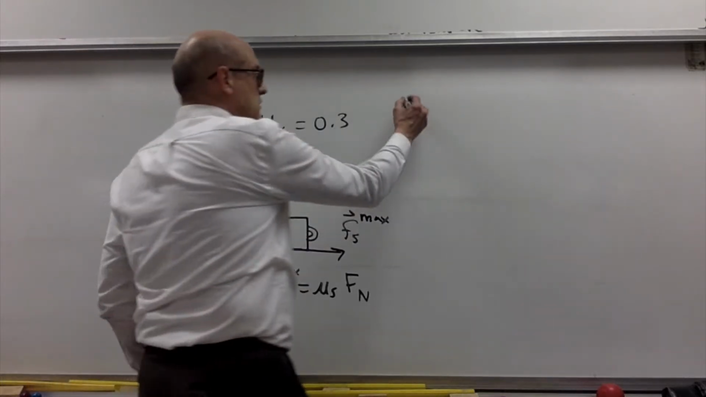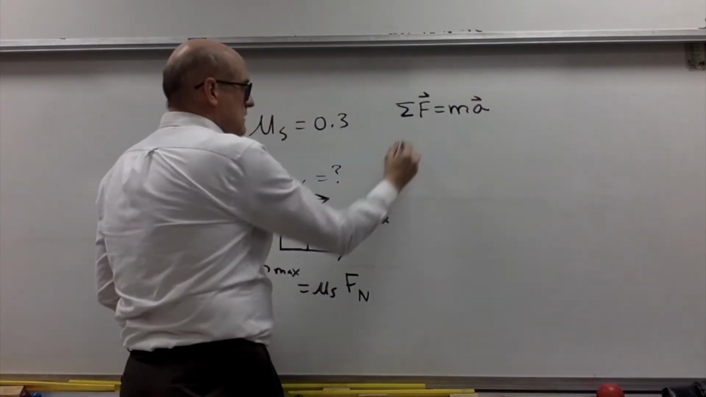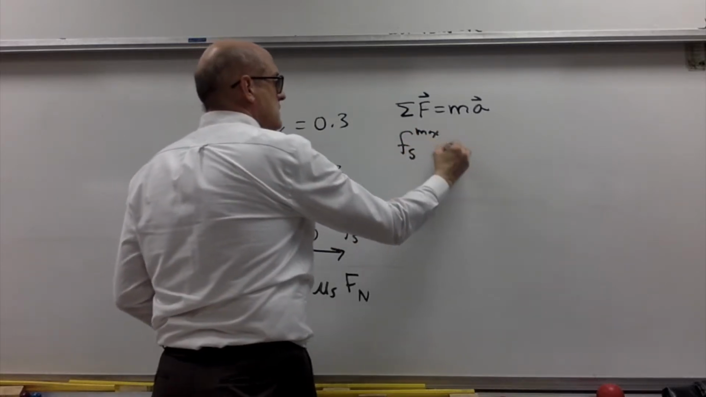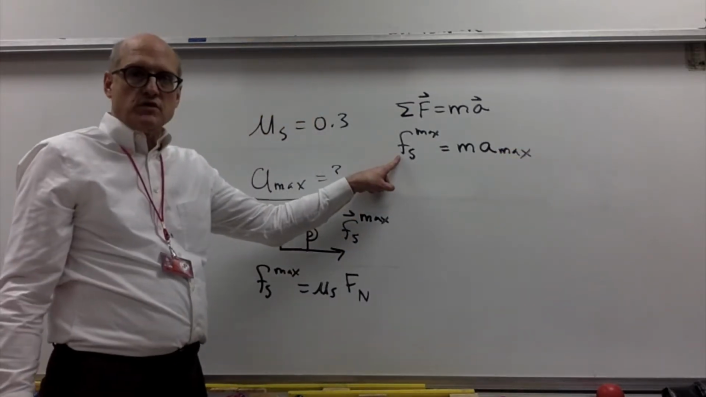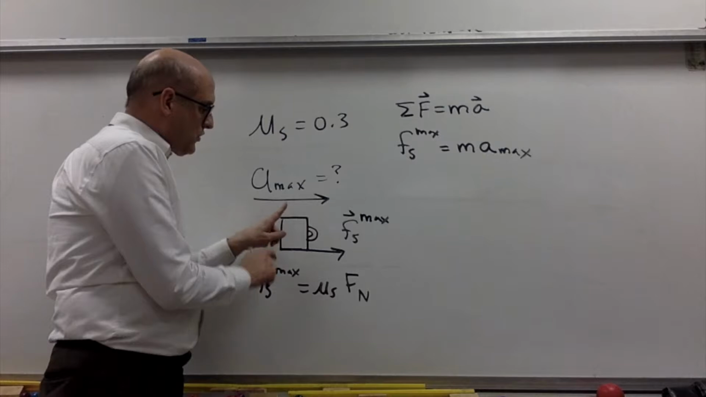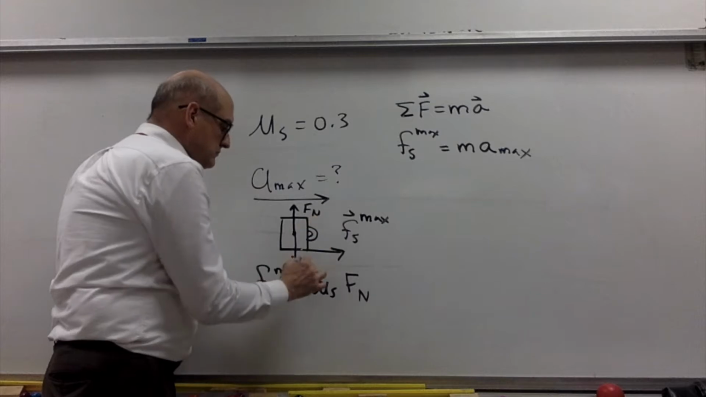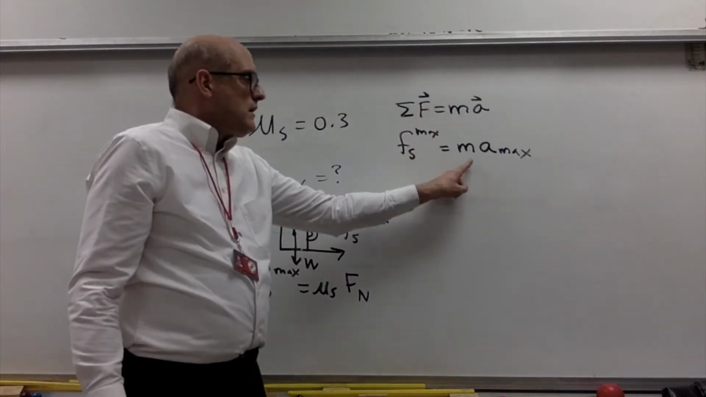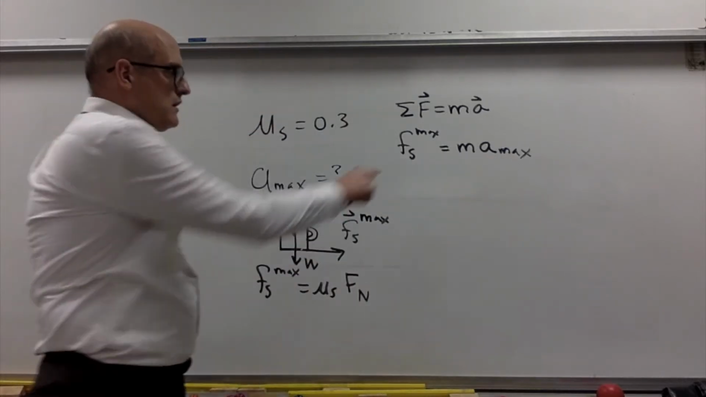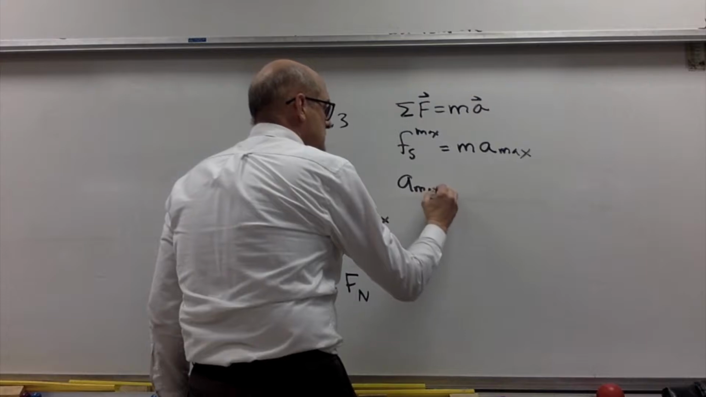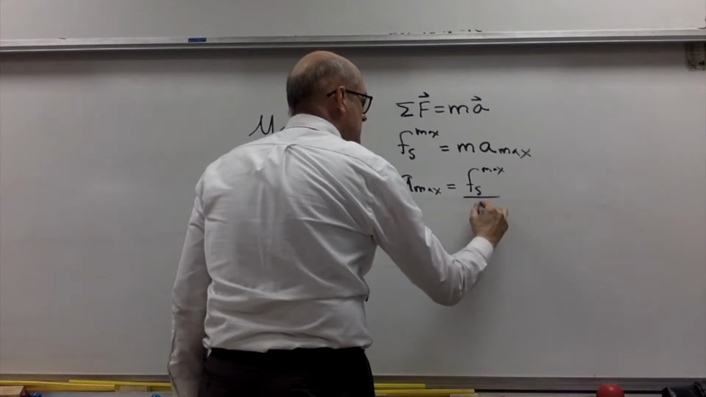So we can use Newton's second law. We have the maximum force of static friction, which is the net force. Remember, the normal force and the weight balance each other. M is the mass of the cup, and acceleration max is what we're looking for. Solving for acceleration max, we get the maximum force of static friction over the mass of the cup.